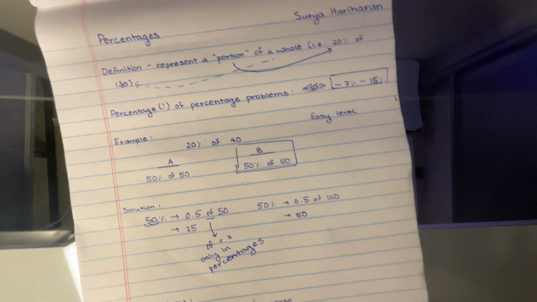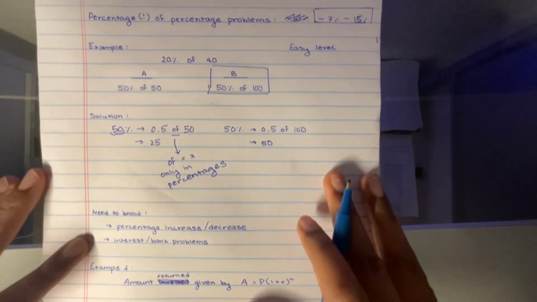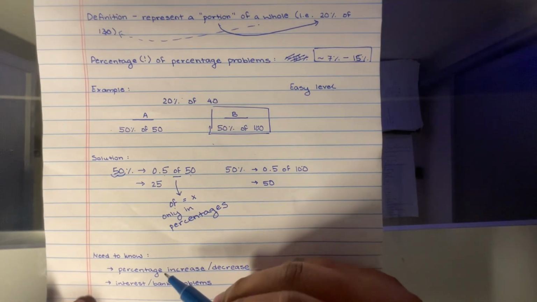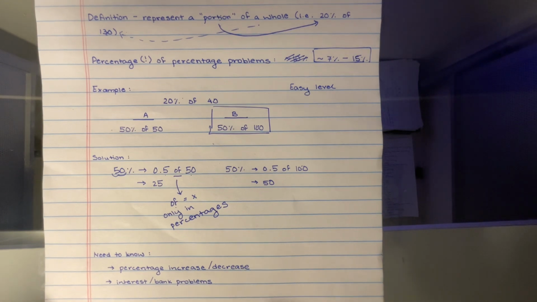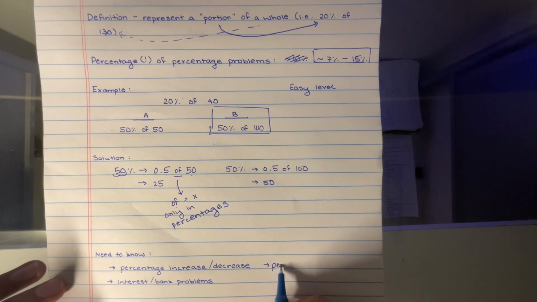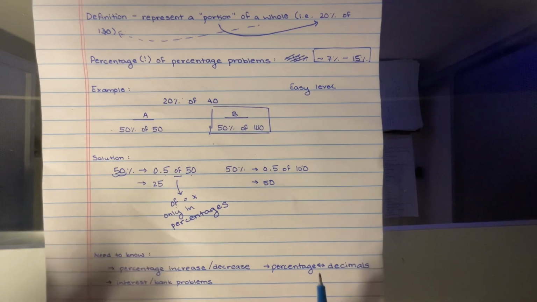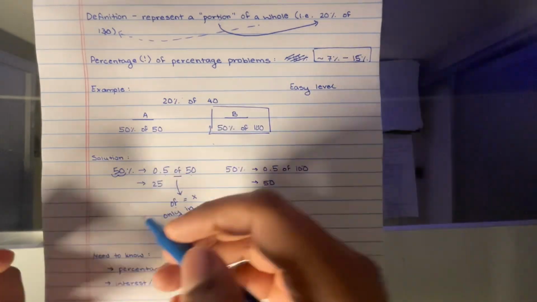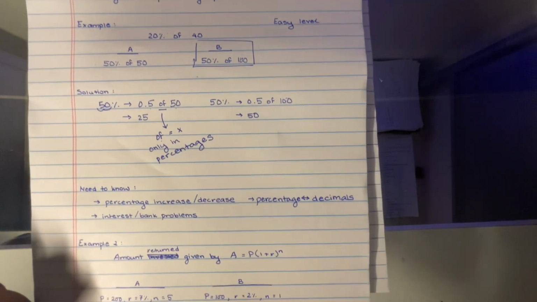All right, let's move on. So here are some things you need to know. I'll cover up this example. You need to know percentage increase and decrease, and you also need to know interest and bank problems. One thing I didn't include was percentage to decimal, and I'll put it like this because you need to know how to get from percentage to decimal and back. But those are the things you need to know. We'll go on to another example right now.